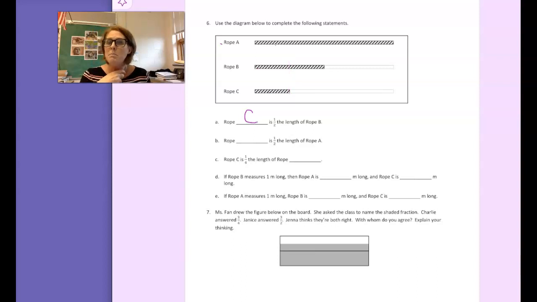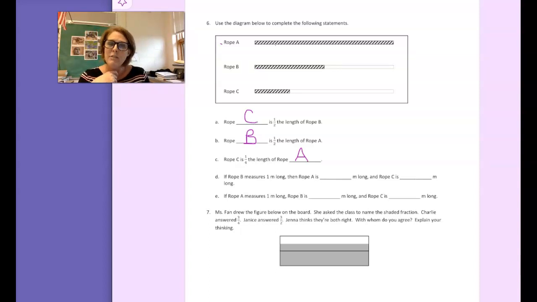Letter B, rope blank is half the length of rope A. So here's rope A. Is rope B half the length, half the size, or is rope C? If you're thinking B, you are correct. Letter C, rope C is 1/4 the length of rope A or B. Well, if we use my pointer and draw an imaginary line up here, and if rope C is not half the size of rope A, I think we could get 4 of those parts out of there, couldn't we? So rope C is 1/4 the length of rope A.